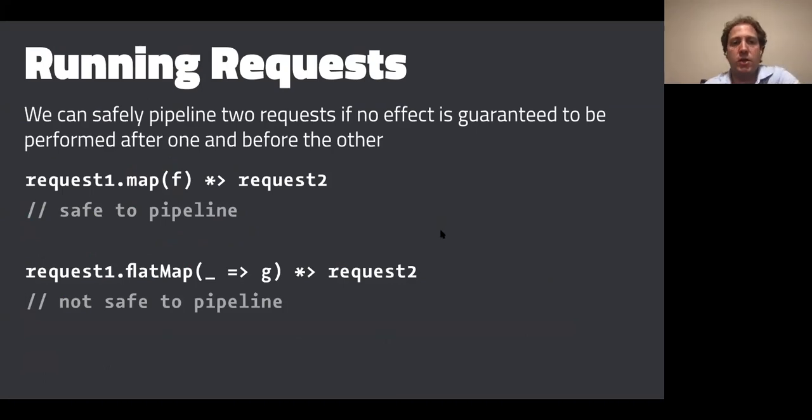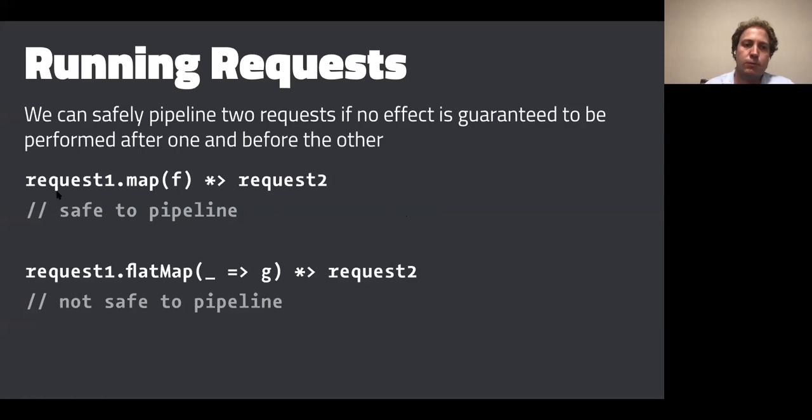Then the next thing we need to do is use that information to determine when it's safe to pipeline two of these requests that need to be executed sequentially. And the rule we can use there is we can pipeline two of these requests if no effect is guaranteed that it's going to be performed before one and after the other. So if no one else is guaranteed an ordering with respect to these two requests, then we can execute them at once without changing the meaning of our program.